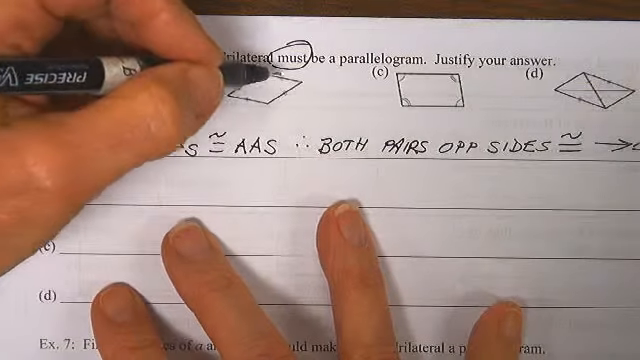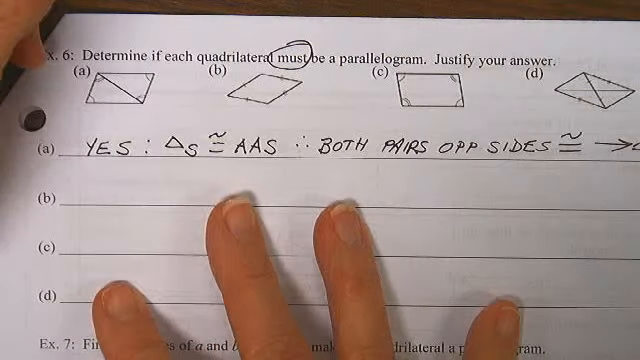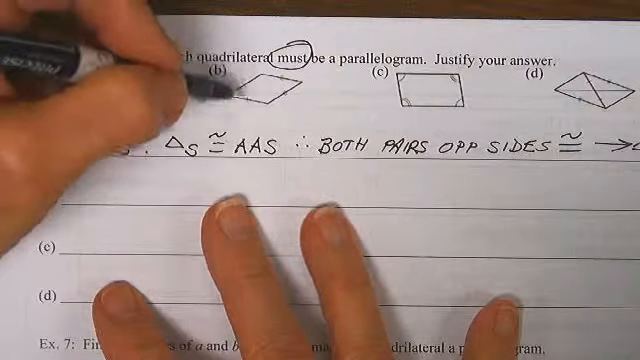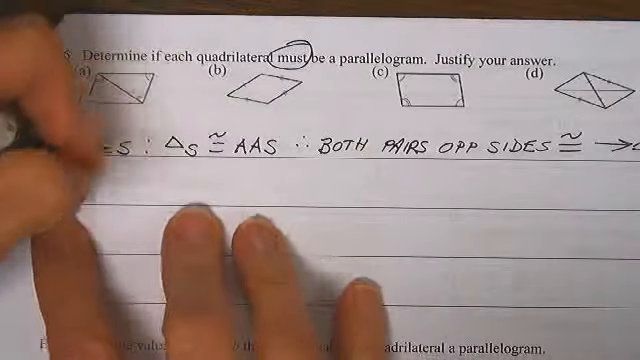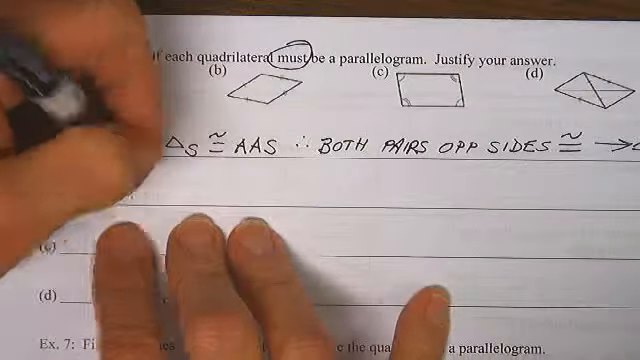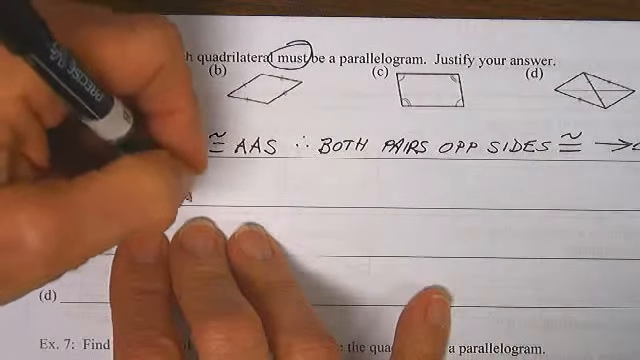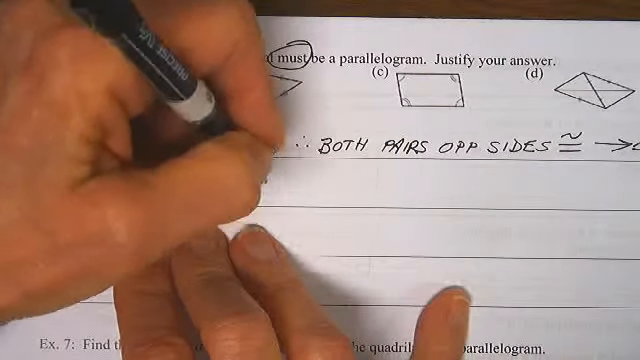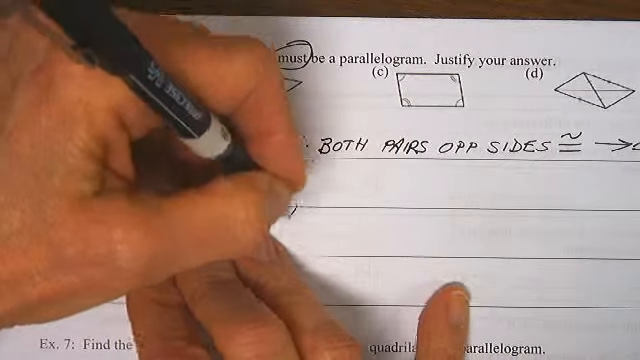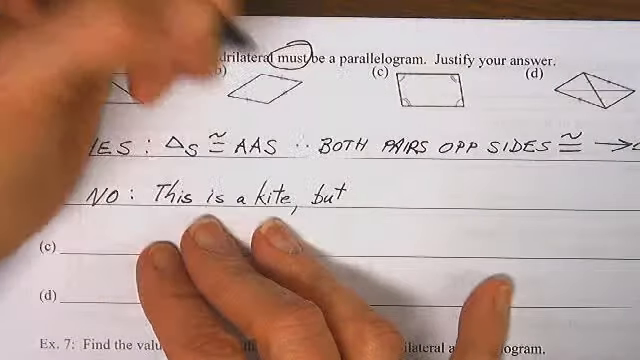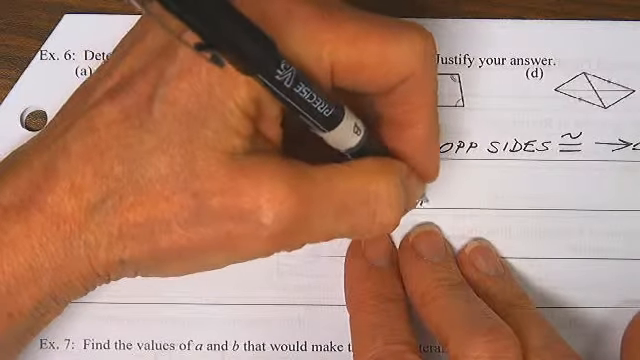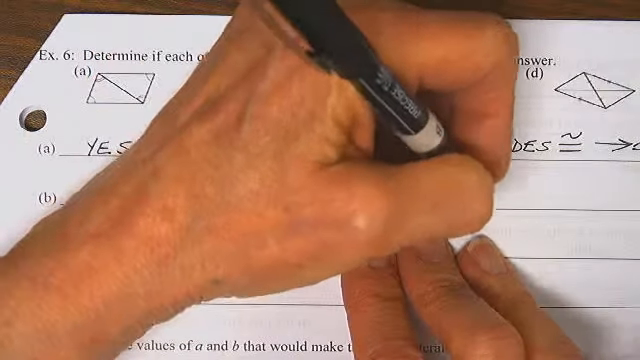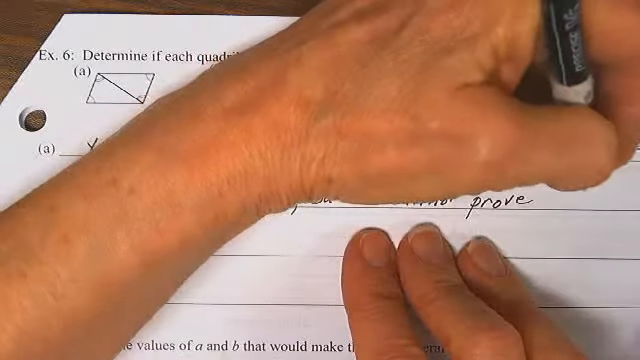B, well, let's see, we have two pairs of congruent sides, but they are not opposite, they are adjacent, so no. This is a kite, but we cannot prove that we have a parallelogram.